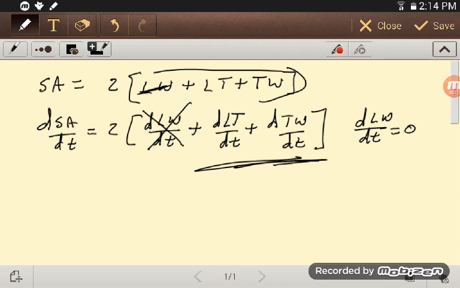I mean, you've got the right idea. You just have to be really careful about what you write. Now, this is indeed what you want to take the derivative of. And so that is, since t is a constant, you would have just t times dL dt plus t times dW dt.